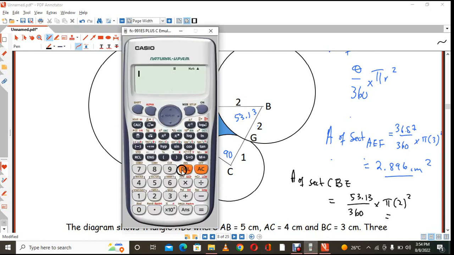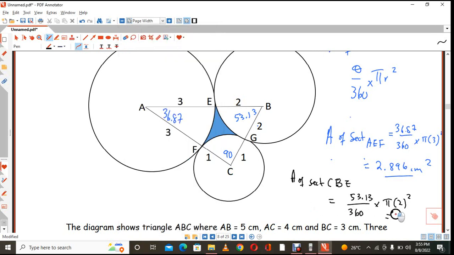So we're going to have in brackets 53.13 divided by 360 times 4 pi. 1.854. So this is 1.854.